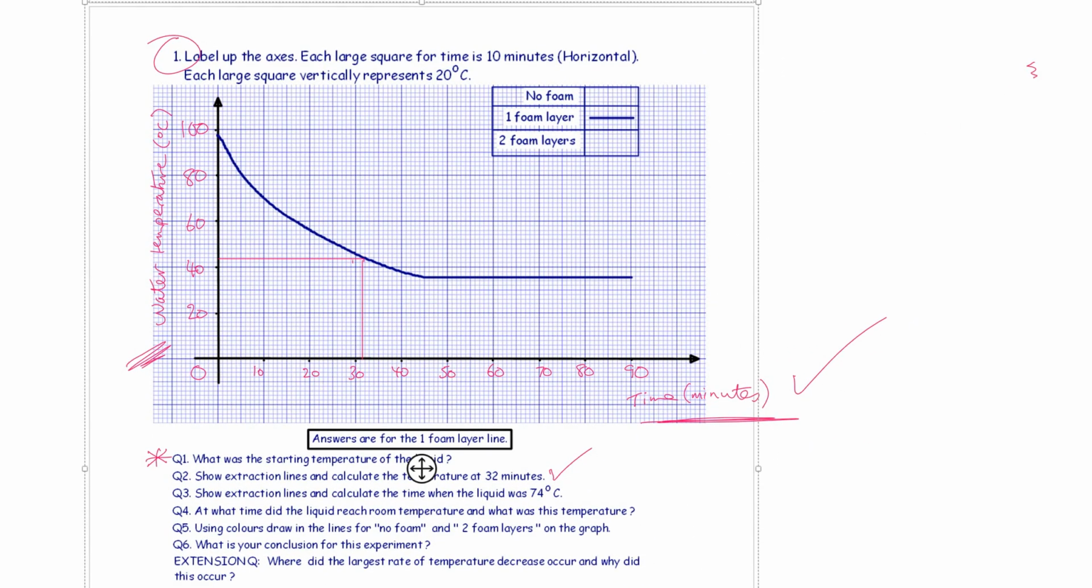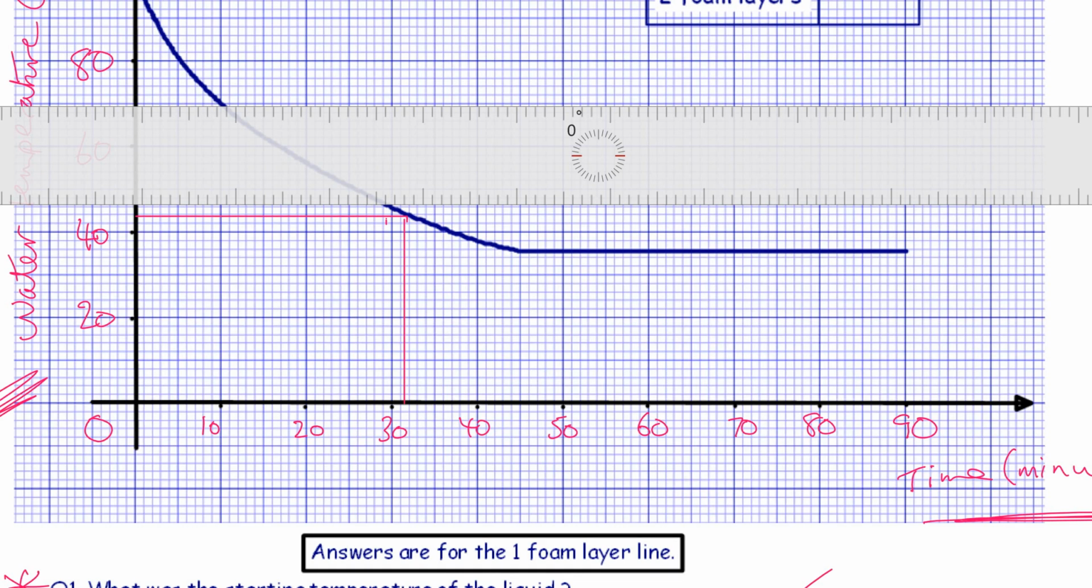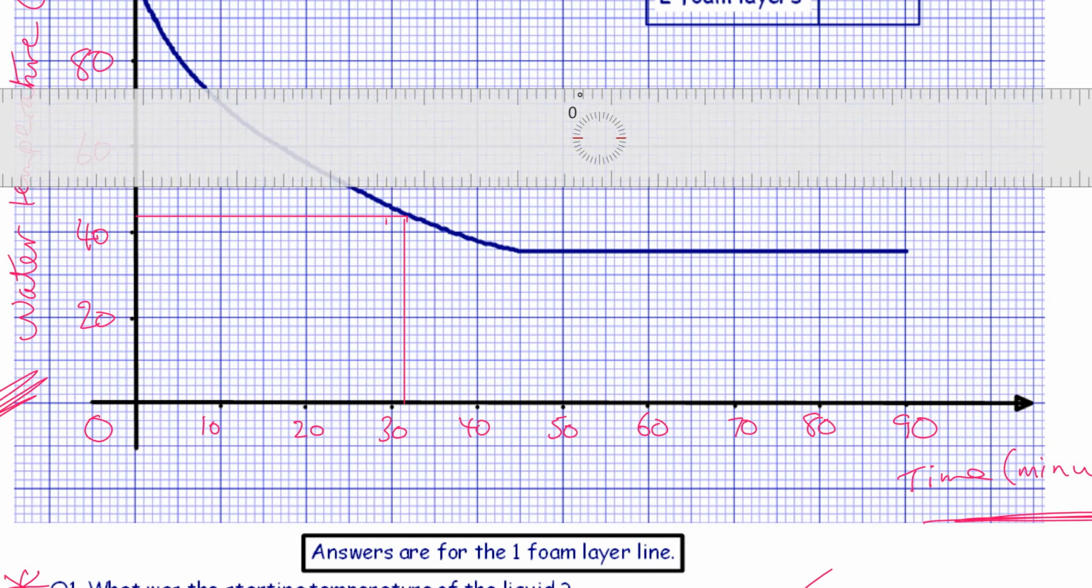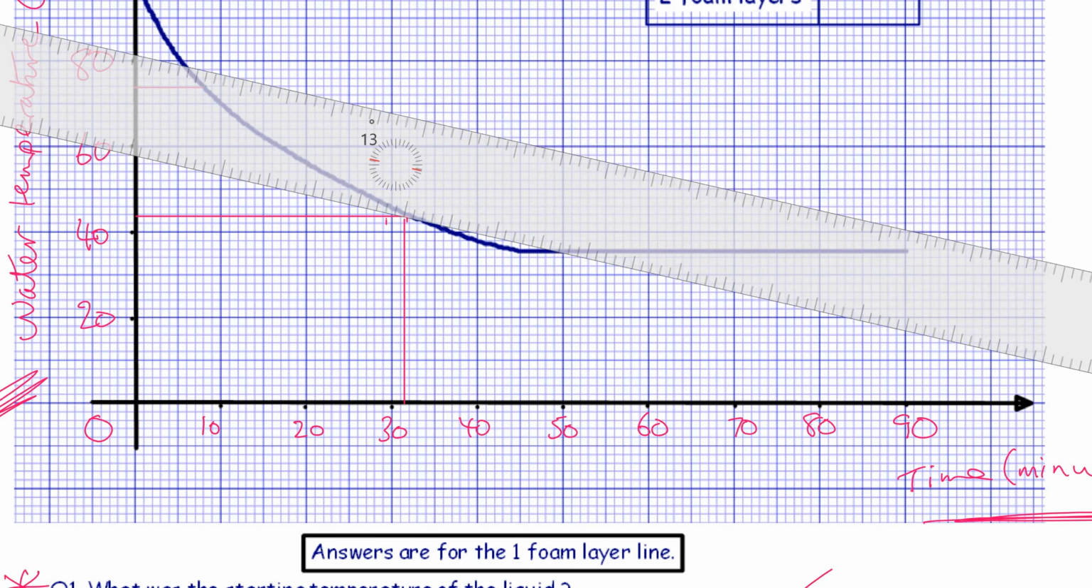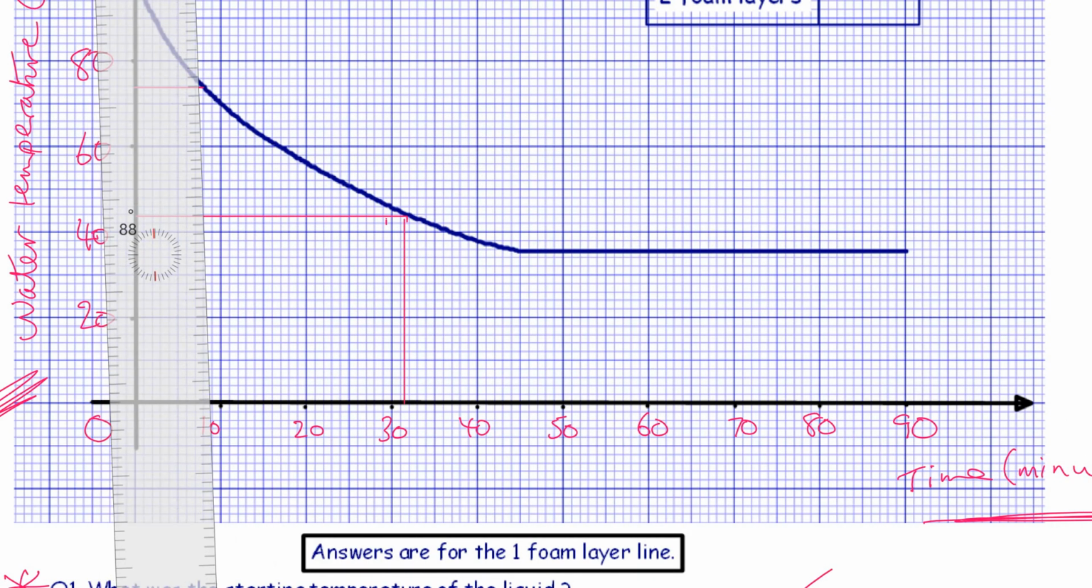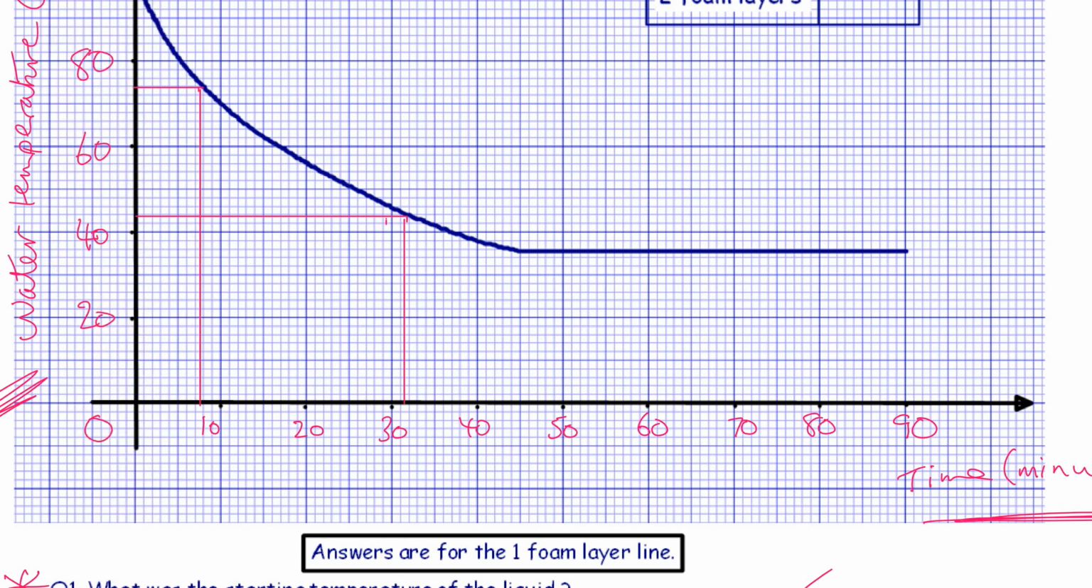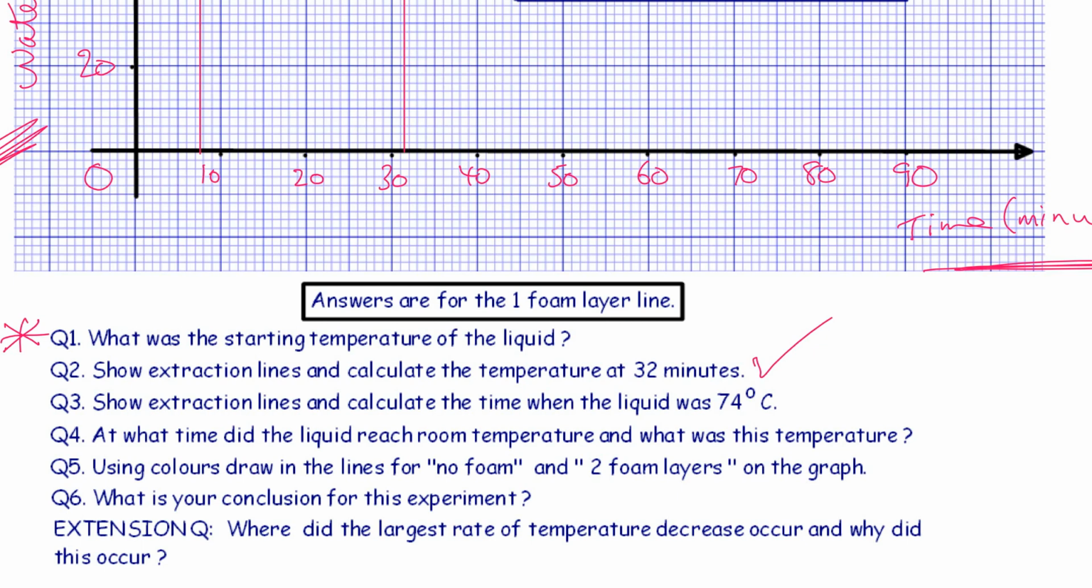Question 3, show the extraction lines and calculate the time when the liquid was 74 degrees C. Let's try that now. There's 74. Turn the ruler around, show your extraction lines. Okay, my extraction line there should be 8 minutes. So 8 minutes for question 3.